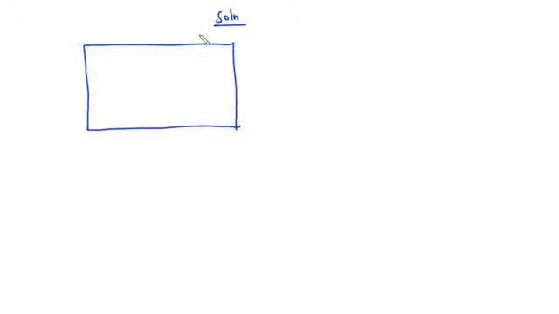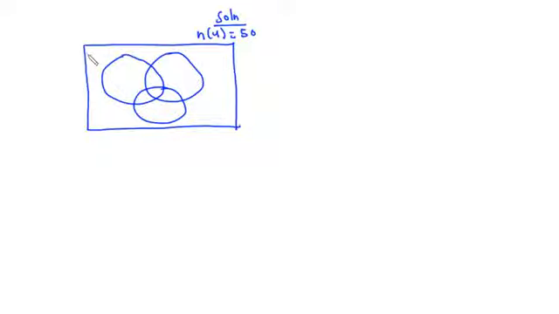So the number of students in our universal set is 50. Because we are talking about 3 types of books, we are going to draw 3 circles. The number of students who had mathematics books is 22. The number of students who had English books is 21. And the number of students who had life skill books is 25.